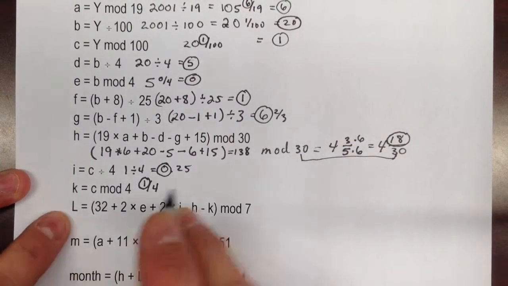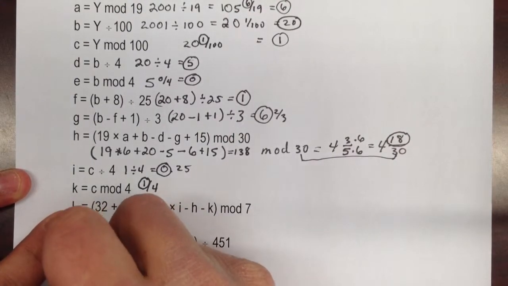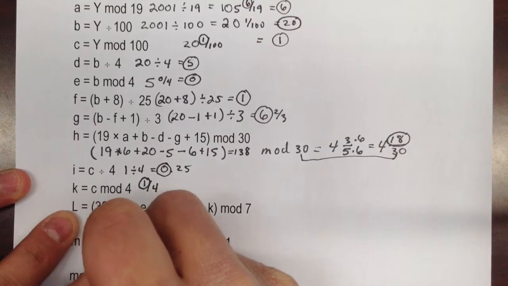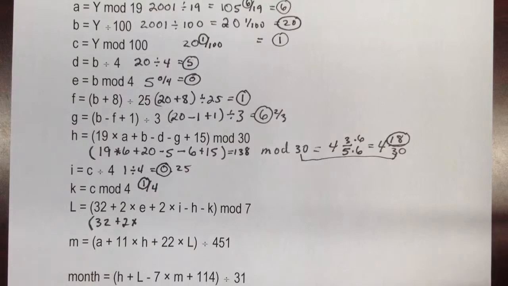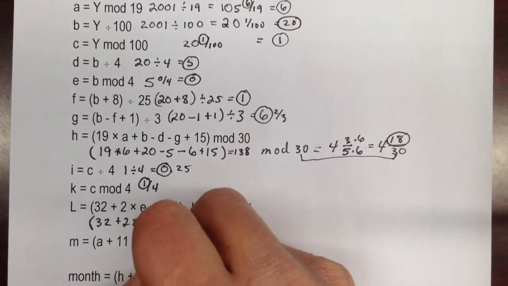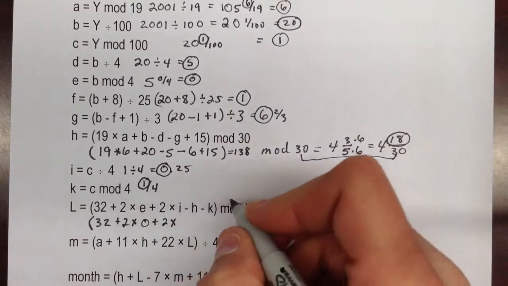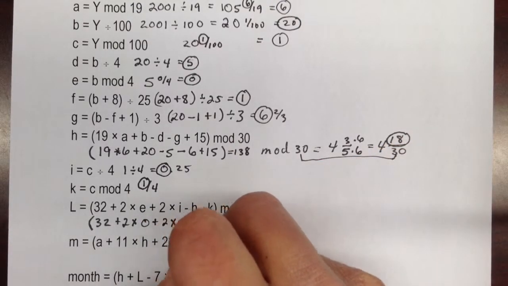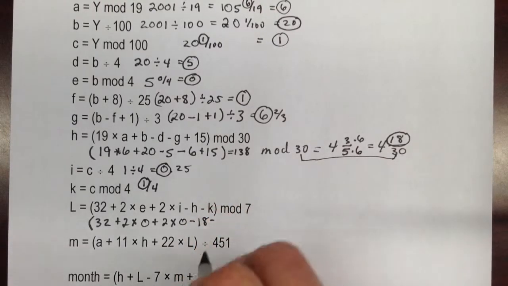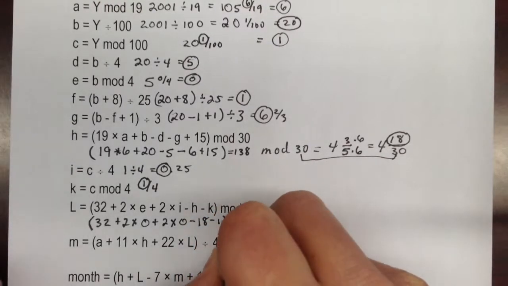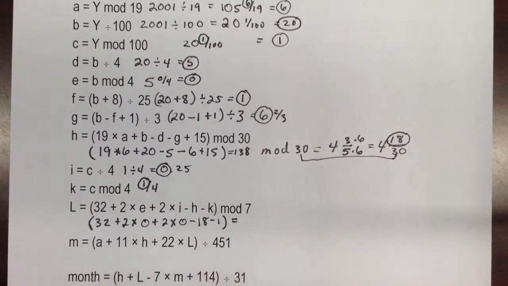So this next part, L, is kind of a long one. Again, it's got a separate line I made here for it. 32 plus 2 times E. We had found E earlier on. Remember, it was 0. Plus 2 times 0 for I, minus H, which was 18, minus K, which is 1. Let's figure out what that equals first, and then we'll take mod 7 of that.